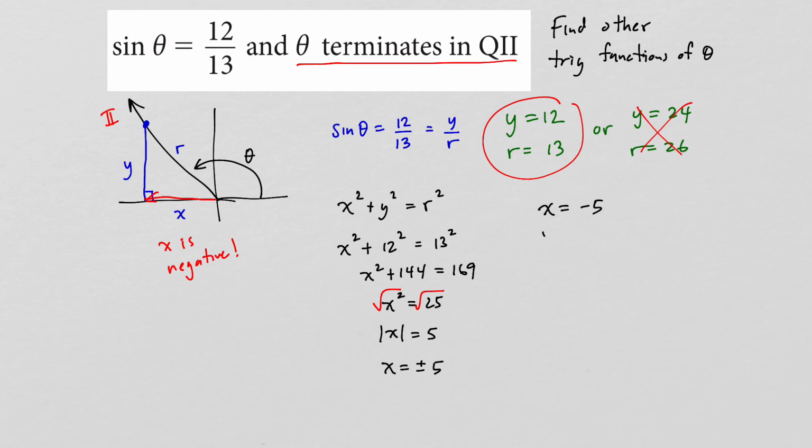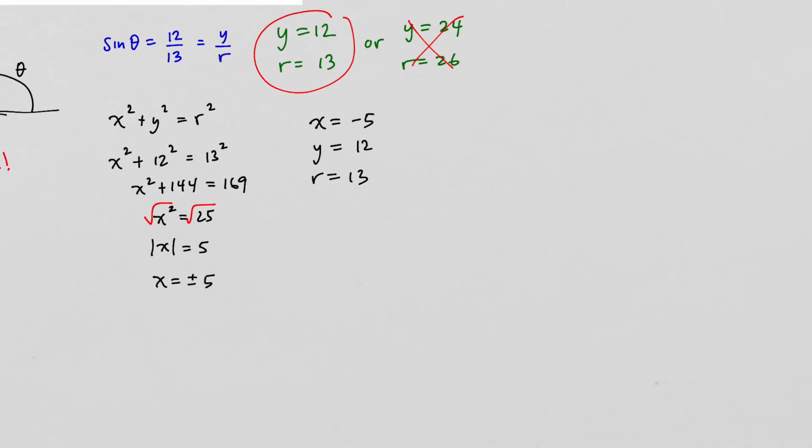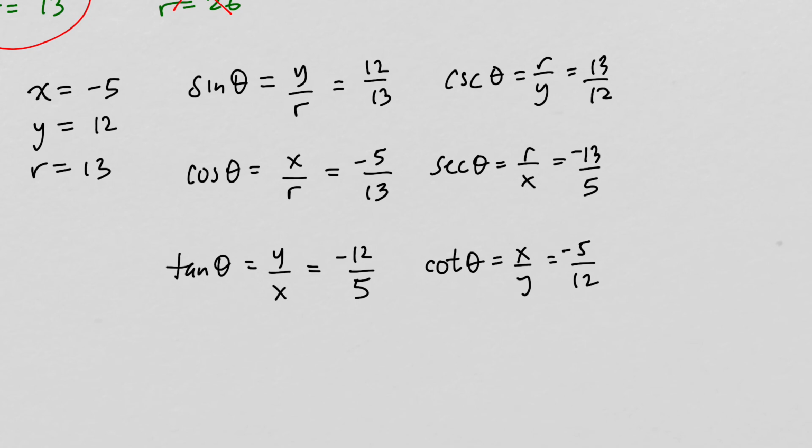Now once I have x equals negative 5, y equals 12, and r equals 13, we can then very easily find the trig functions using the definition. And I'll go ahead and put those down here. And so plugging in the values for x, y, and r into our definitions, we can get the 6 trigonometric functions of theta given the information that we had. Let's try another one.